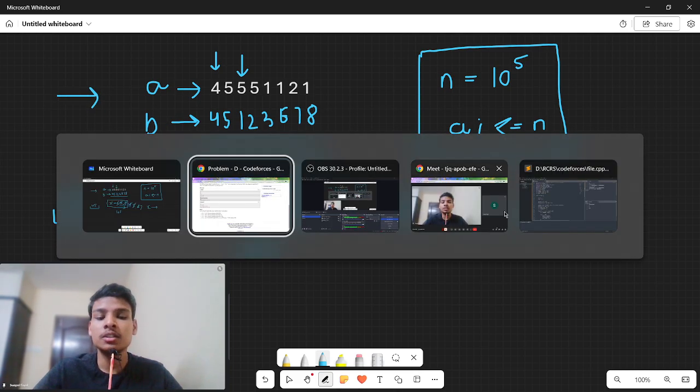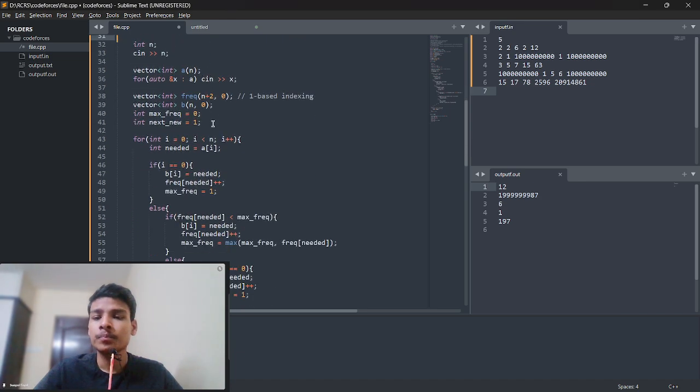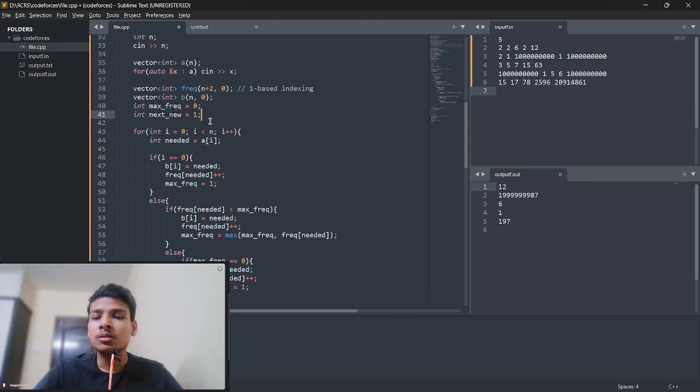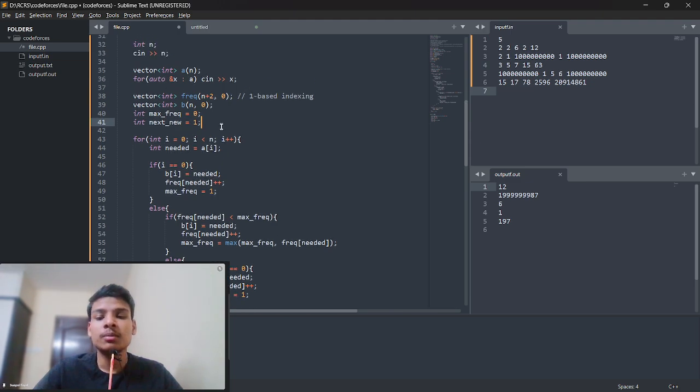So I'll show you the code also. The code implementation I found in the comment section. So yeah, don't blame me, blame the person if it is someone's solution. I've picked it up from the comment section, so I'll take it just for the implementation.